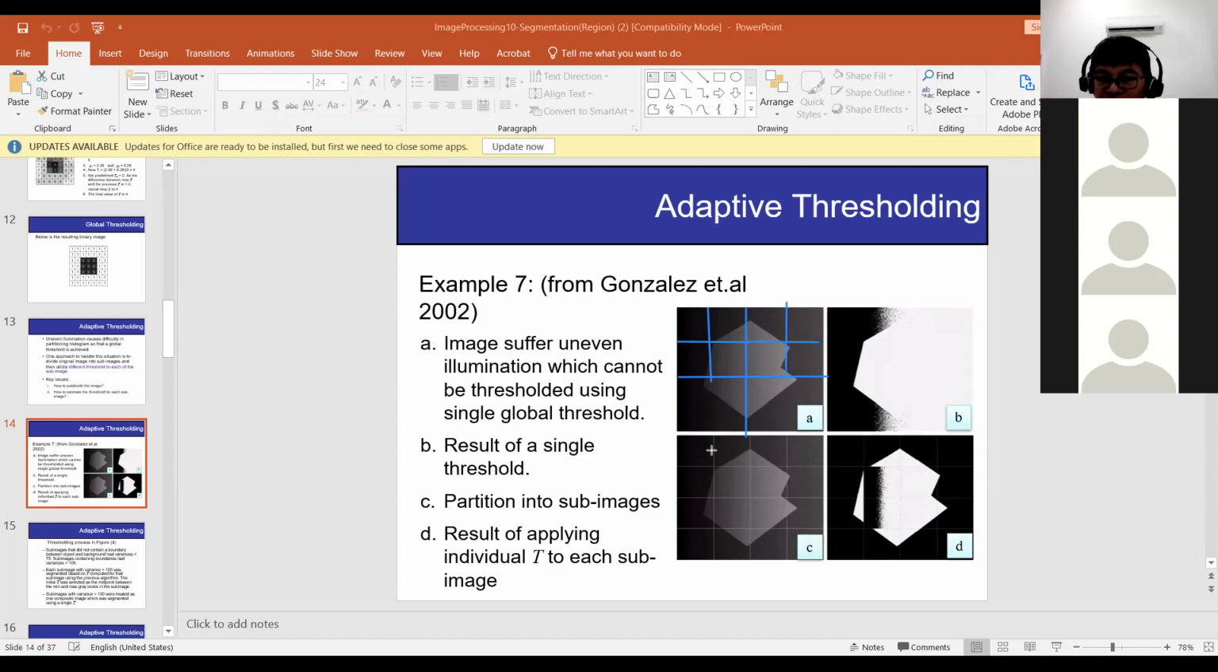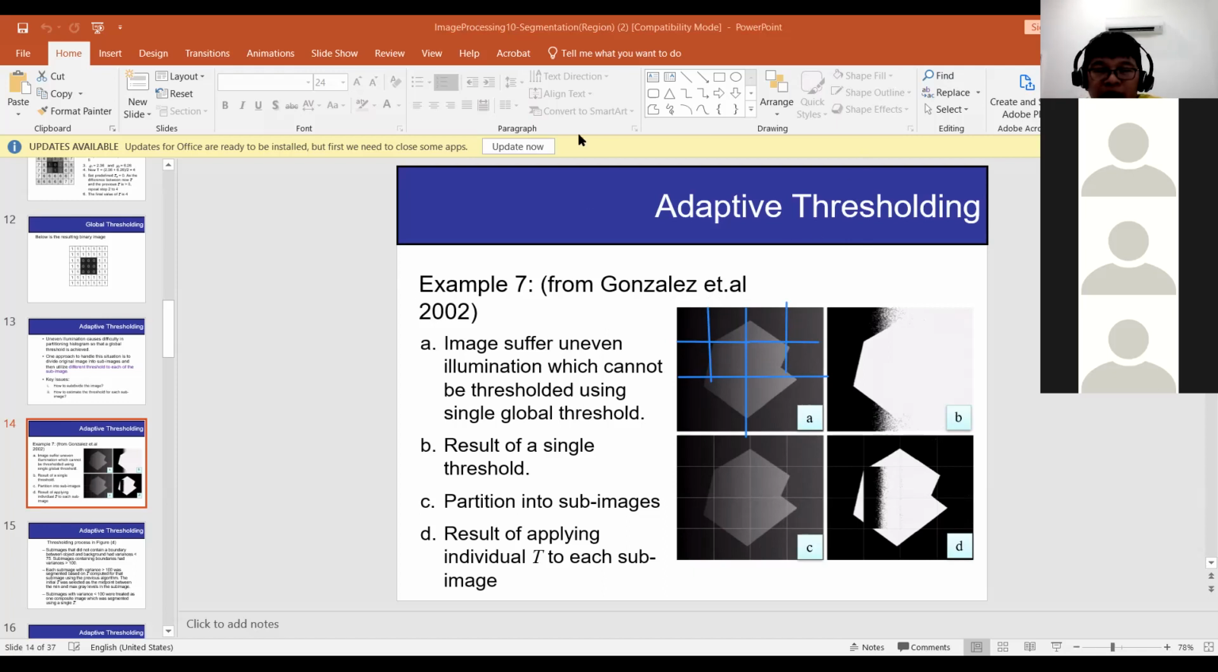Then you apply global thresholding here, put it back, global thresholding here, put it back. Then you get a better answer. That's what it means by adaptive thresholding, no? Any other question? If no, then we'll proceed for the next one.